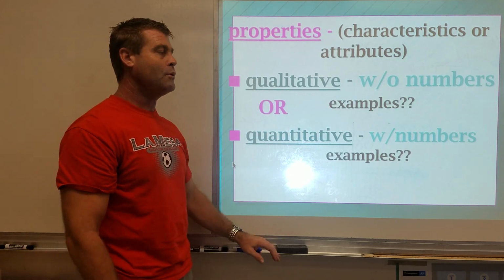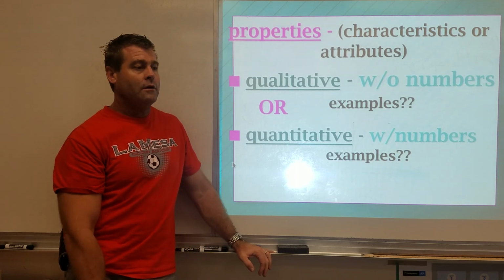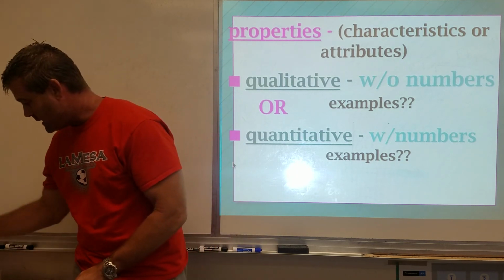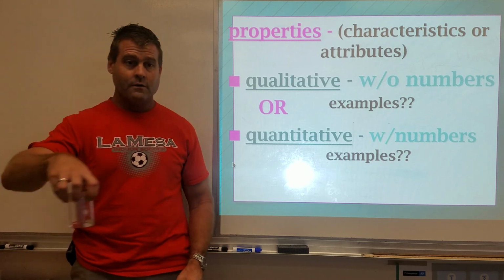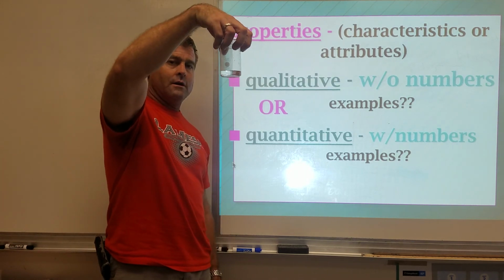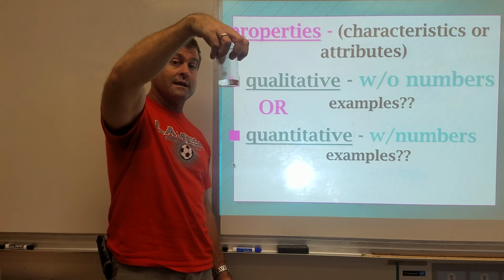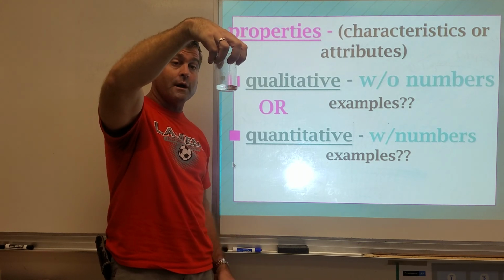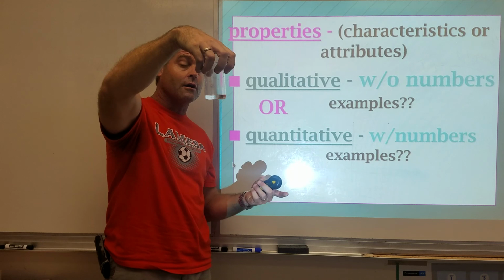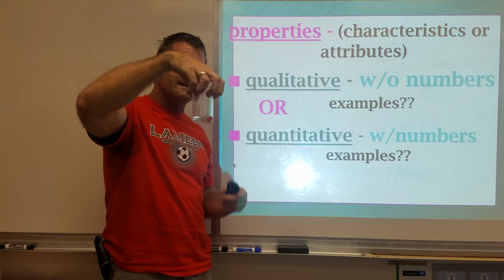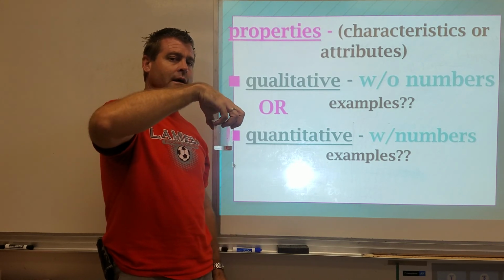What might be an example of a qualitative property? Let's say you had this here. How could you qualitatively describe it? You could say it's a liquid. That would be a qualitative property. You could also say it's clear. Notice those were all properties. And maybe if it had an aroma, a smell.